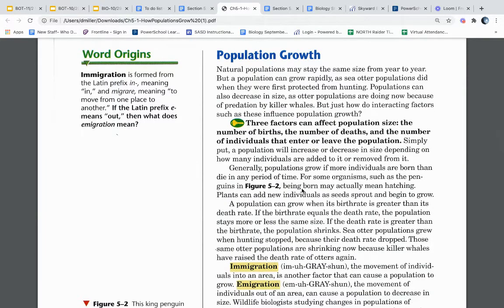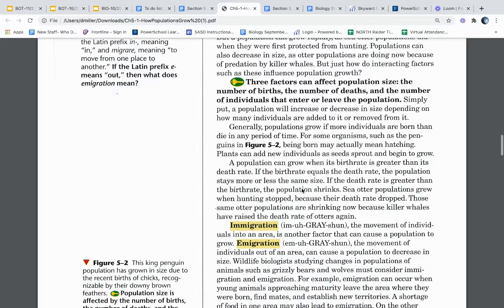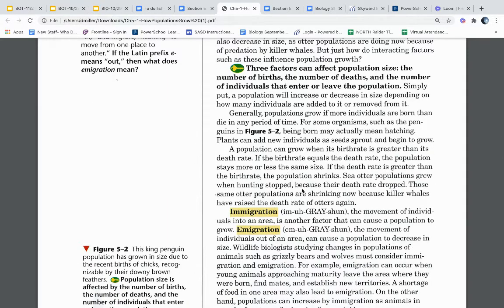Population growth. Natural populations may stay the same size from year to year, but a population can grow rapidly, as sea otter populations did when they were first protected from hunting. Populations can also decrease in size, as otter populations are doing now, because of predation by killer whales. But just how do interacting factors such as these influence population growth? Three factors can affect population size: the number of births, the number of deaths, and the number of individuals that enter or leave the population.